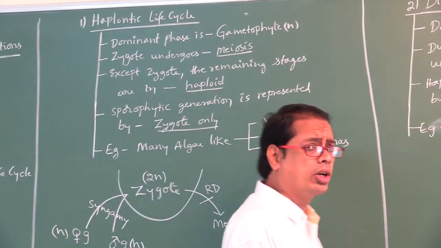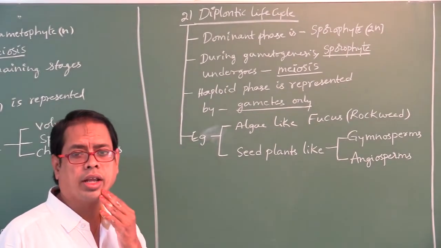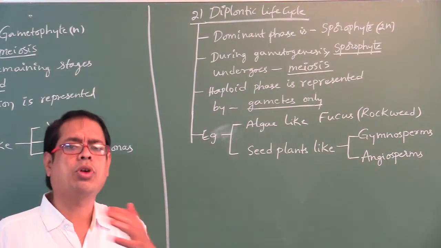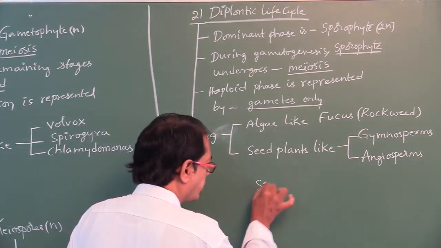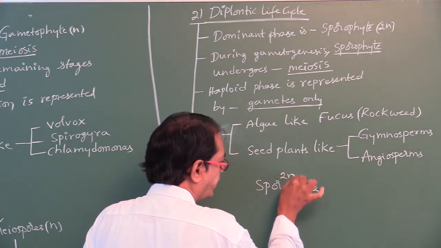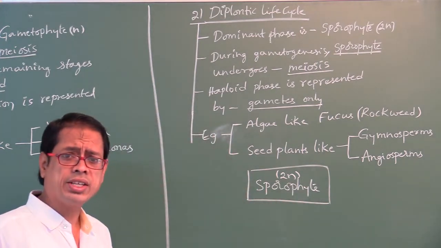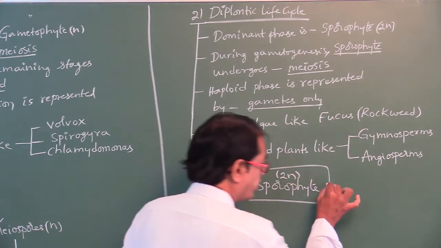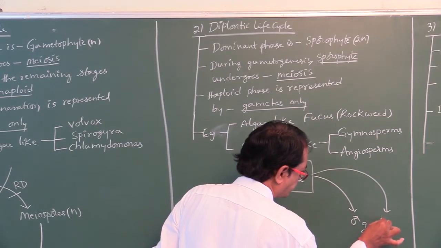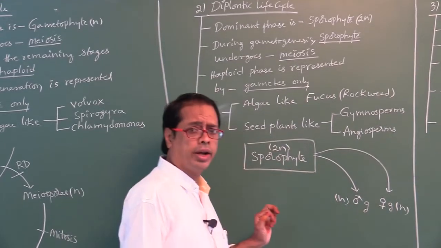Now let's learn about the second life cycle, diplontic life cycle. Diplontic means which one is diploid stage? Sporophyte. You may start with sporophyte. So let's see here, my dear students. This is sporophyte. Sporophyte is 2N. This sporophyte produces gametes, male gamete and female gamete. Both male and female gametes are haploid.